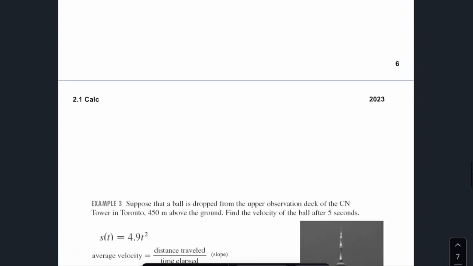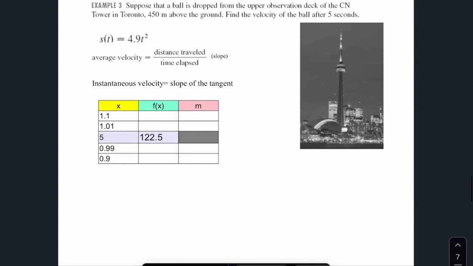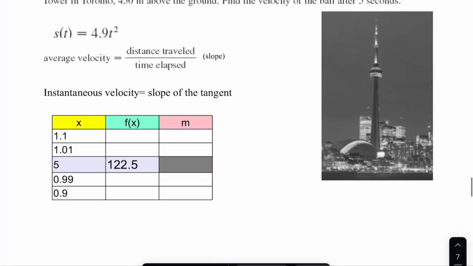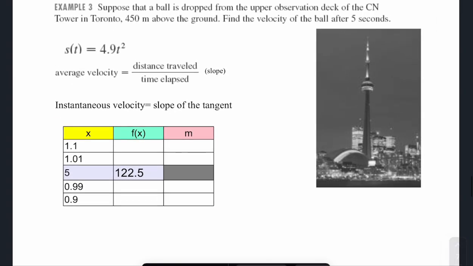Okay, let's keep going. We just have 2 more examples. So here is a formula. It's based upon a real equation. Suppose that a ball is dropped from the upper observation deck of the CN Tower in Toronto. It's 450 meters above the ground. Find the velocity of the ball after 5 seconds.